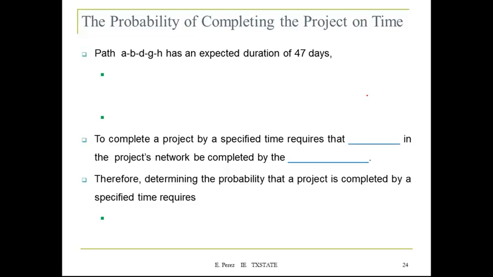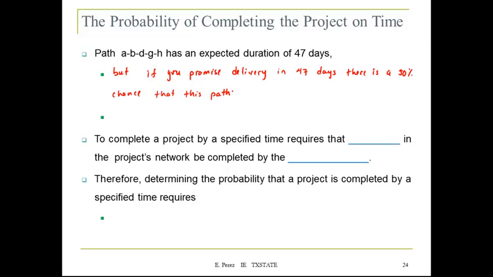So, path A, B, D, G, H has an expected duration of 47 days, but if you promise delivery in 47 days, there is a 50% chance that this path will be late. And that seems to be too risky.